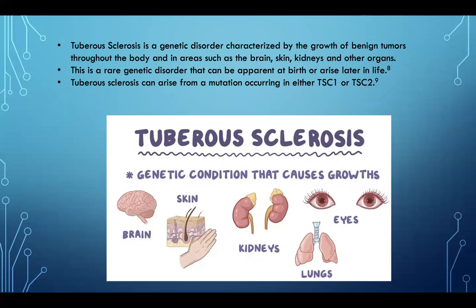So tuberous sclerosis is a genetic disorder that's characterized by the growth of benign tumors throughout the body. Main areas that we see this are the brain, skin, kidneys, and other organs. It's a rare genetic disorder that can be apparent at birth or can arise later in life.